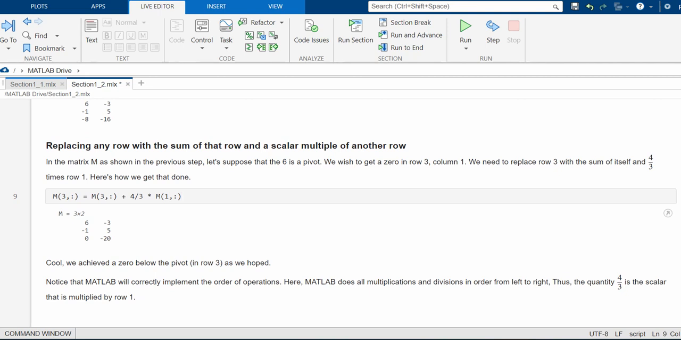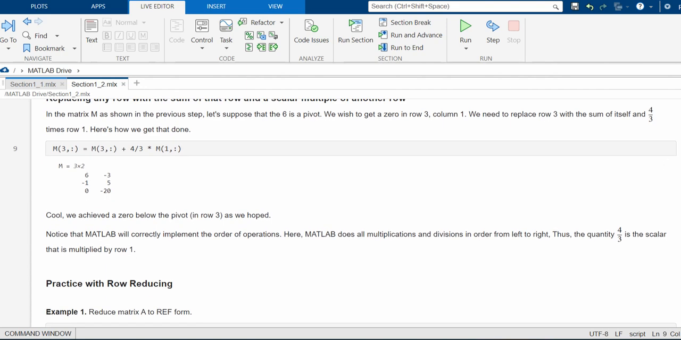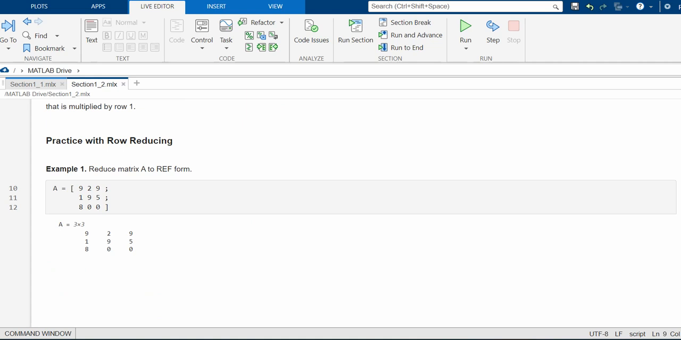And so those are the 3 row operations that we're going to use. Okay. Lovely. Now let's get some practice.